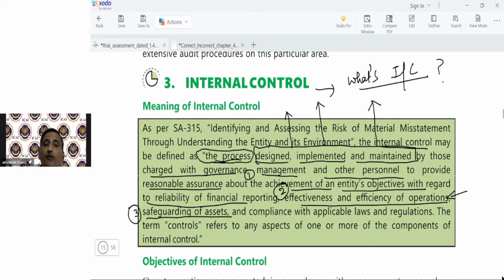And the fourth point is compliance with applicable laws and regulations. That all laws and regulations are complied with.